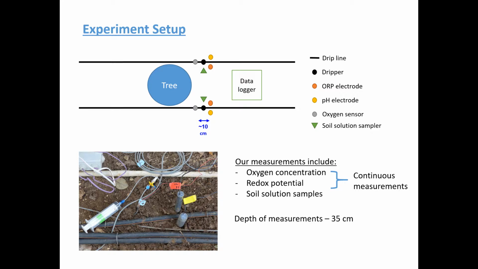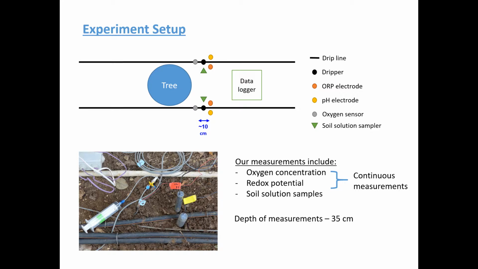We can measure the reduction oxidation potential directly in the soil with an ion-specific electrode, very similarly to what we do with a pH electrode. Only here we get a millivolt output, millivolt values based on the Nernst equation, and then we can evaluate the reduction oxidation potential in the soil. All this equipment was connected to a data logger that was stationed in the field.